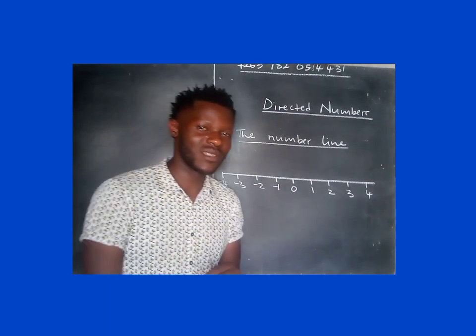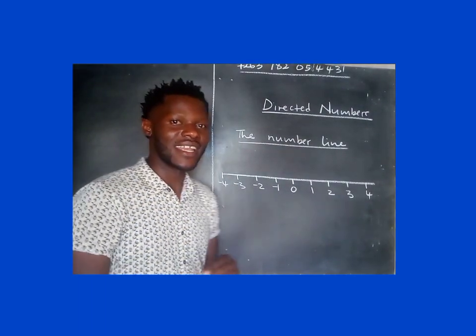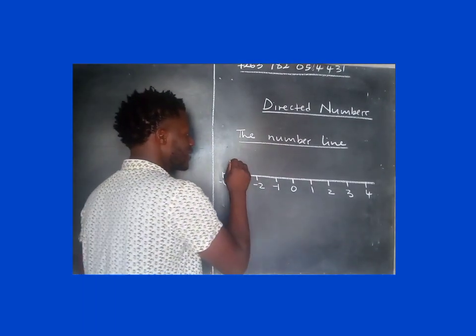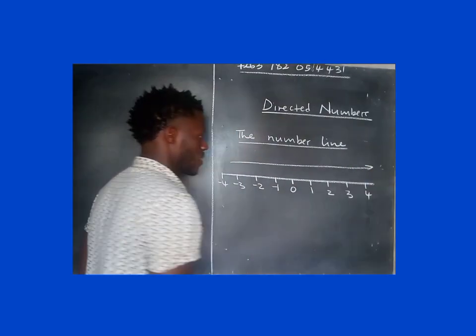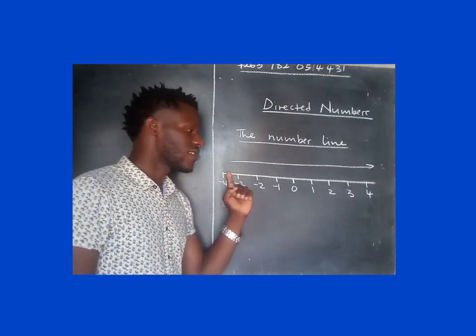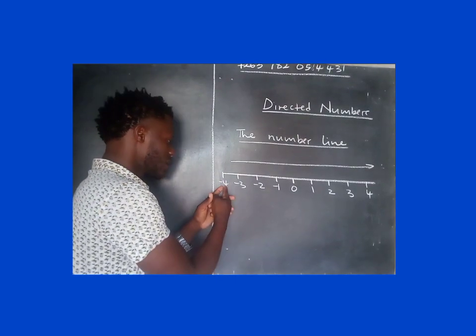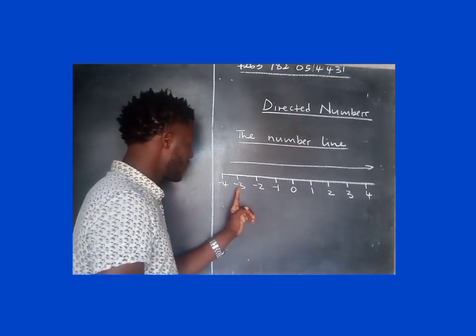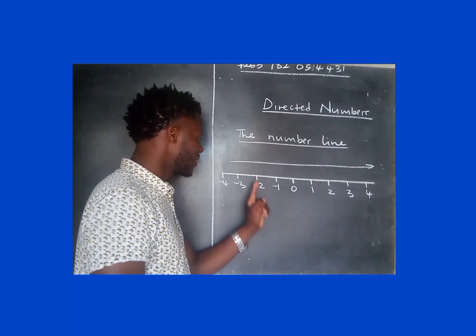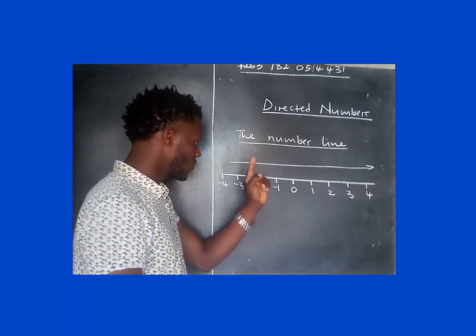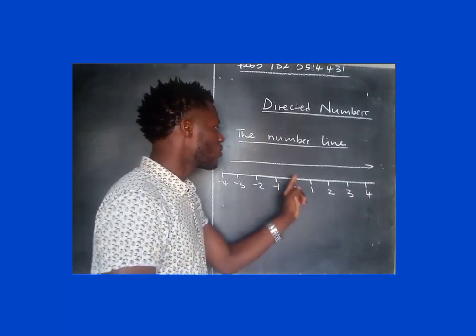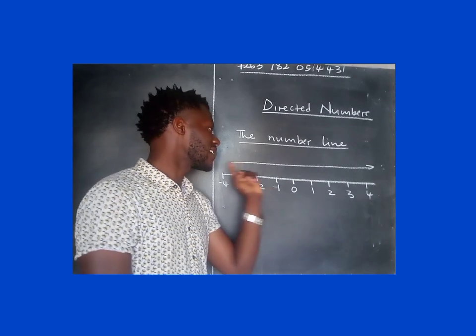The first thing that must be clear in your mind is that numbers are progressing in this direction. All negative numbers are less than 0. Meaning to say minus 4 is smaller than minus 3. Minus 3 is smaller than minus 2. And minus 2 is smaller than minus 1, then 0, 1, 2, 3, 4. So this is the ascending order.